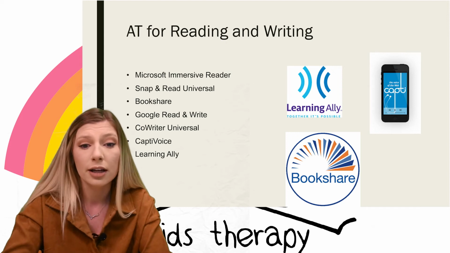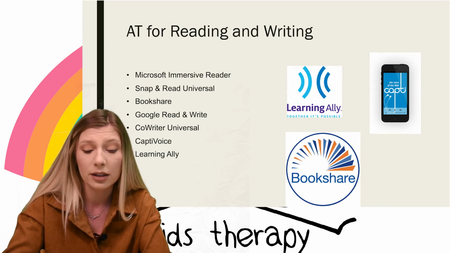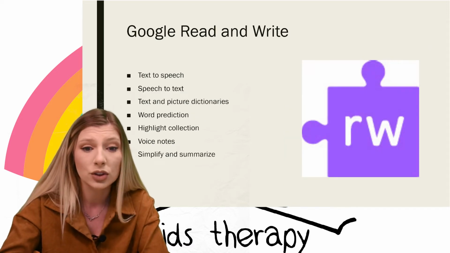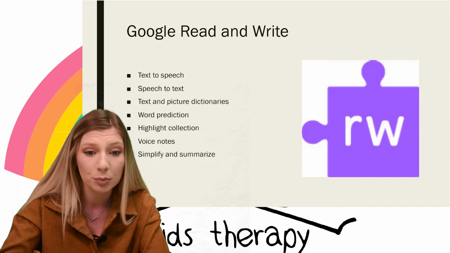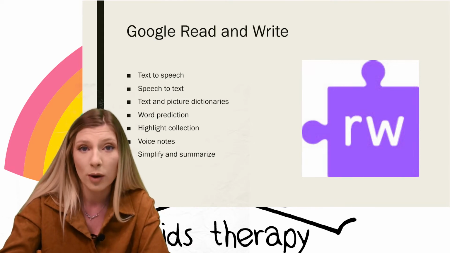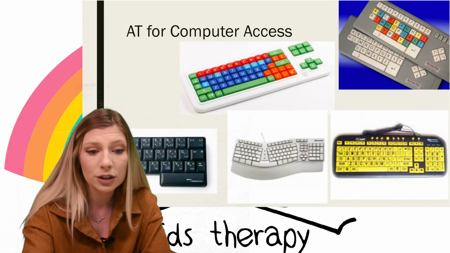There's also things like Bookshare, Snap and Read, Google Read and Write. I love Google Read and Write. I think it's a great program. Google Read and Write has speech to text, text to speech, text and picture dictionaries, word prediction, highlight collection, voice notes. It's able to simplify and summarize web pages, and it's just an extension that you can add onto your Chrome browser.